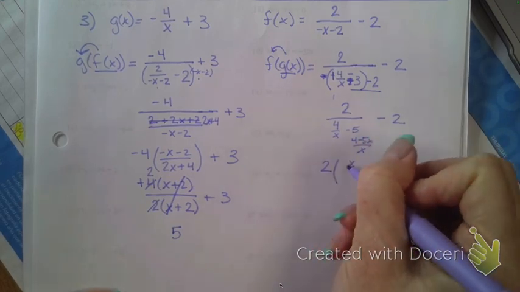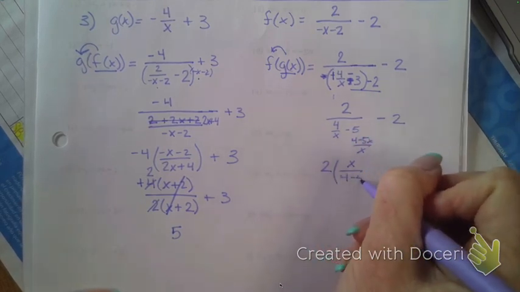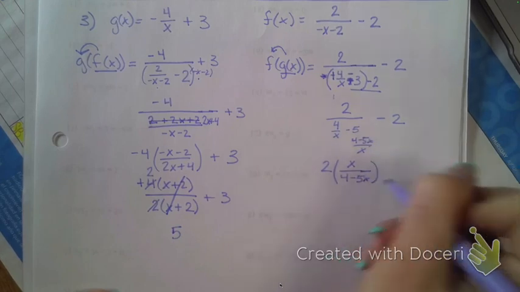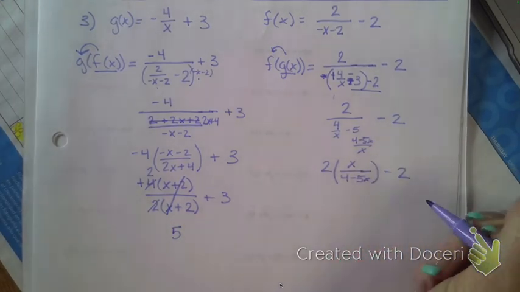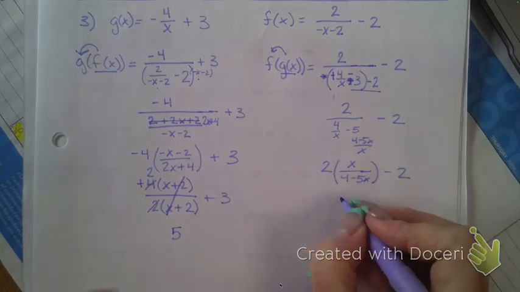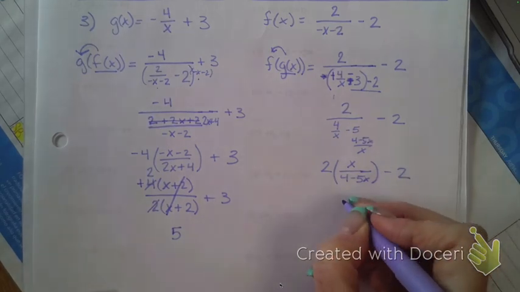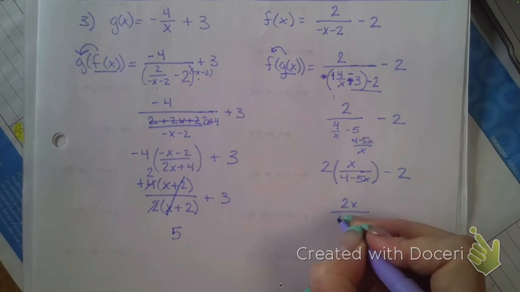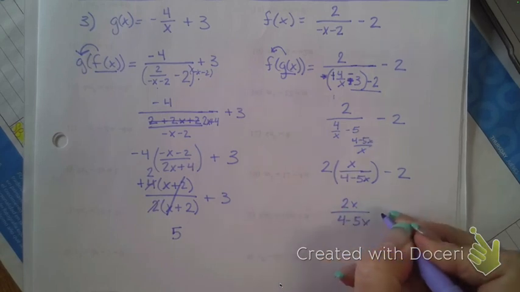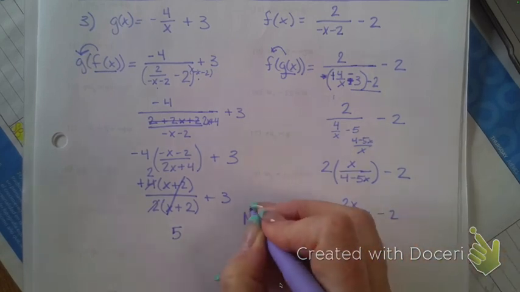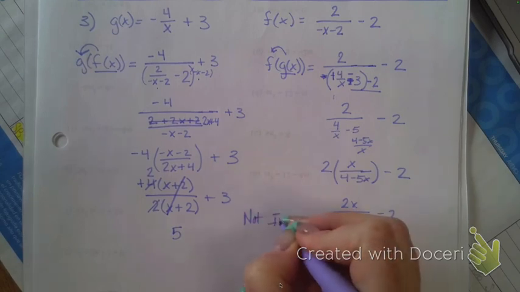Do you see how you're going to do the same things over and over? And it will help you with that. Is that going to reduce to x? No. You have 2x over 4 minus 5x minus 2. So, not inverses.